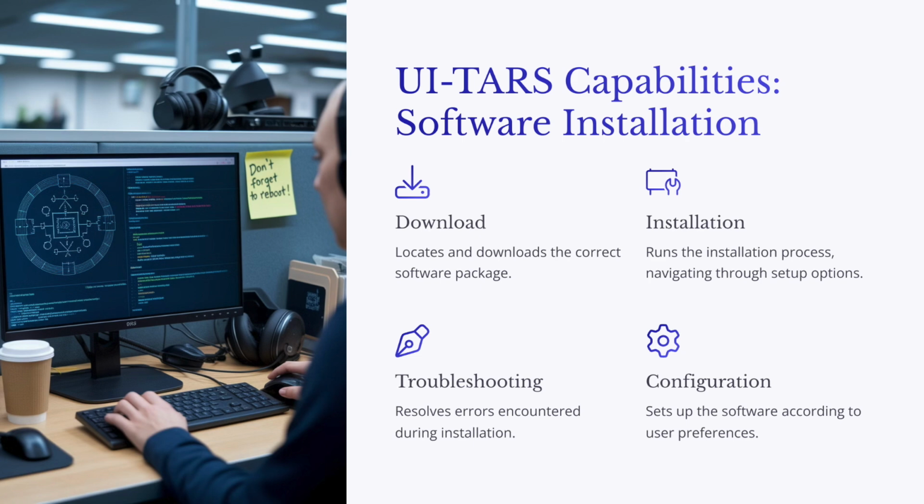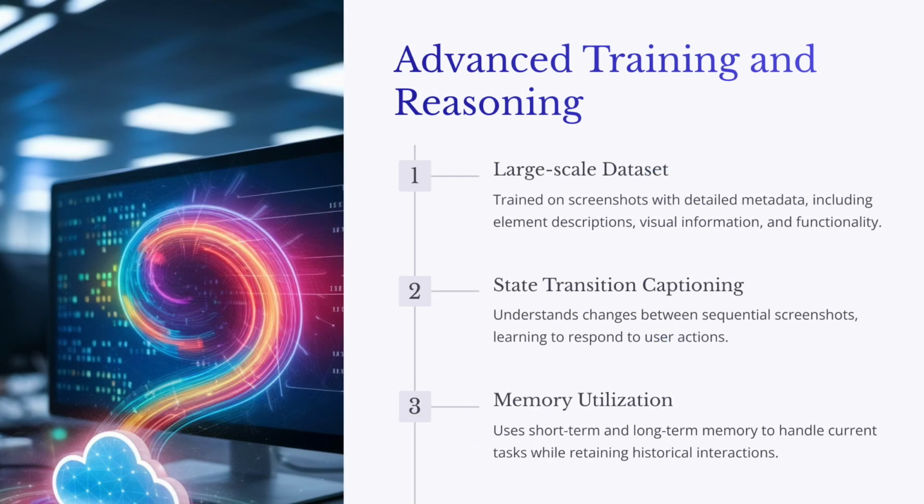Well, UITARS was trained on a massive amount of data. Screenshots packed with details about everything on the screen, like descriptions, positions, functions, and the text associated with each element. And all this training allowed UITARS to build up a deep understanding of how these graphical user interfaces work and how to interact with them effectively. But it goes beyond just recognizing those elements. UITARS has to understand how they relate to each other and how things change based on actions taken. And that's where some really interesting techniques come in, like state transition captioning and set of mark prompting.